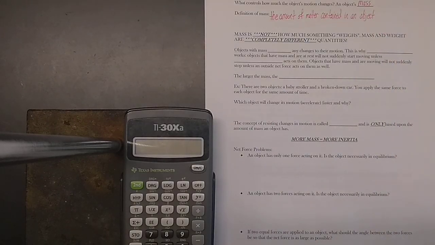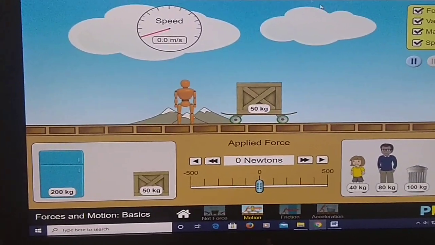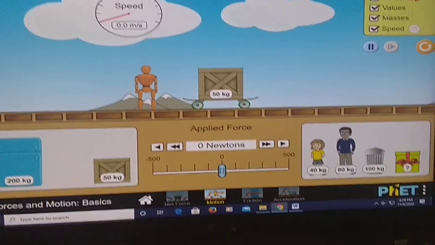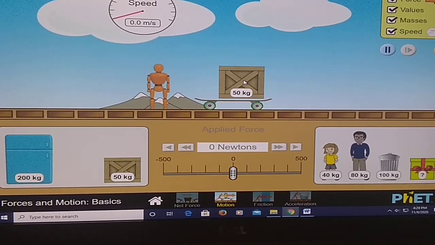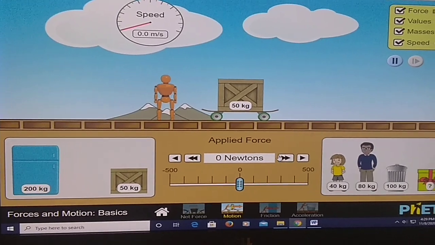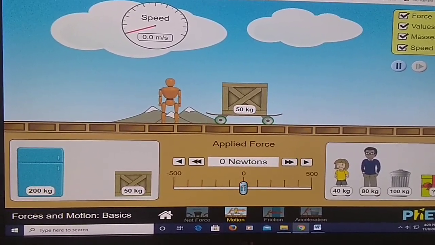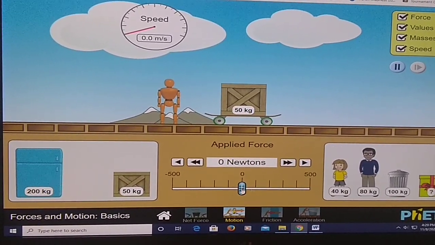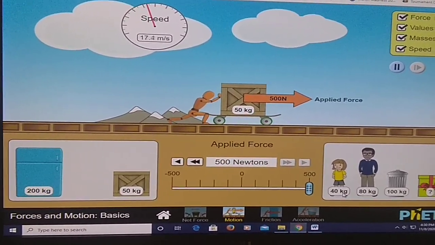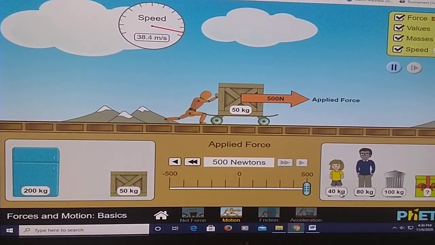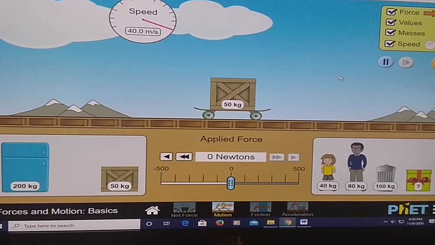Now, you probably saw this when you did the lab earlier, but let's go back to the simulation one more time. Right now, we have this little robot thing pushing an object of 50 kilograms. If I apply a force of, let's do the maximum force, 500 newtons. Oh, I guess I got to hold it out there. 500 newtons. Look how quickly that speed changes, okay? It accelerates at a great rate.